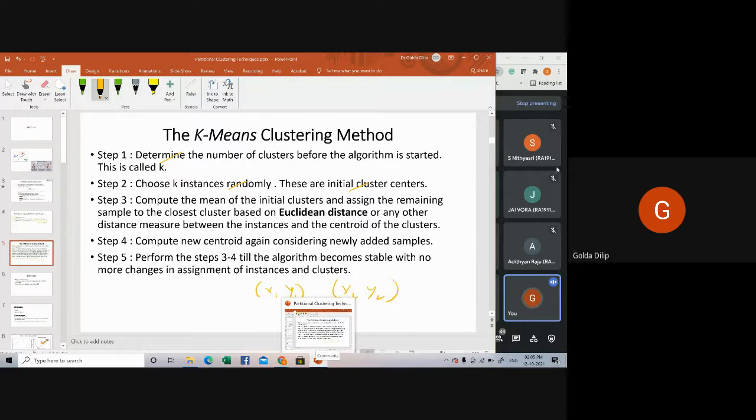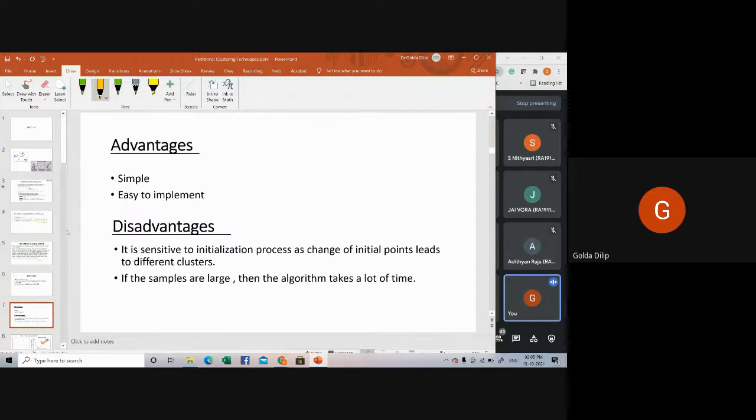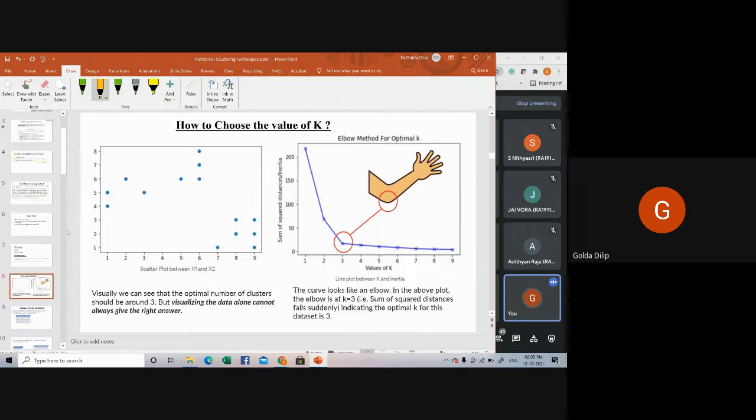Stable means there is no change in the assignment of instances to the clusters. The metric used in both K-means and K-medoids is the sum of squared error, and the objective is to minimize it. You are basically trying to partition n samples into K clusters in order to minimize the SSE. The main disadvantage of K-means clustering is that it is susceptible to outliers.